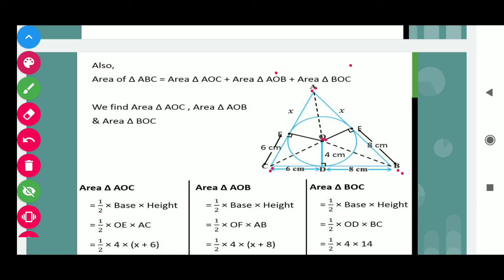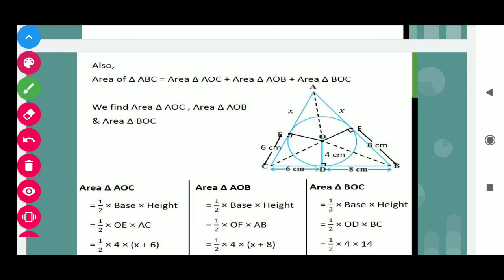Area of triangle AOC. Now students, see from the diagram, in triangle AOC, 1/2 base into height. What is the base? 6 plus x, and what is the height? Height is OE. So students, OE is equal to 4 centimeter, that is given in the statement. Similarly, area of triangle AOB is 1/2 base into height, and put these values. Height is again 4 centimeter and base is x plus 8. Similarly, if we take triangle COB, the base is 6 plus 8, 14, and the radius, height, is 4 centimeter.